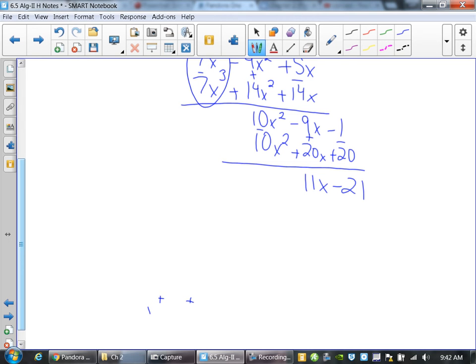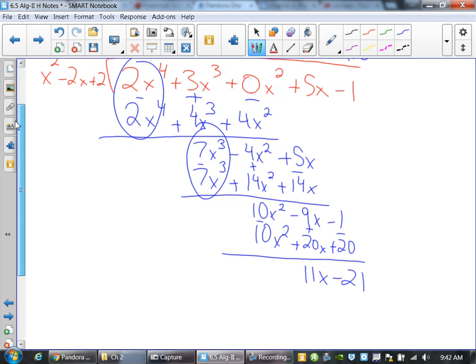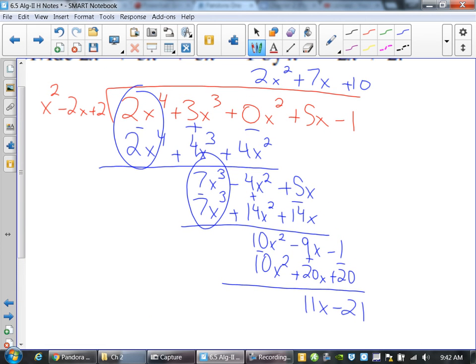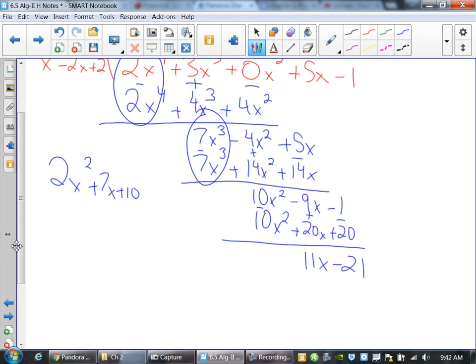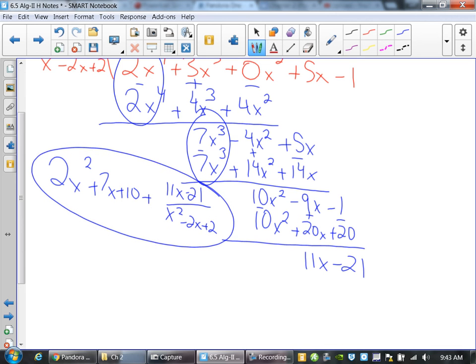Now, since that value has a degree lower than what I was dividing by, that's its remainder. In order to write that out as far as the remainder is concerned, it just looks like this. Our answer was 2x squared plus 7x plus 10. Was that 11x positive or negative? Positive, so I'm just going to write a plus 11x minus 21 over x squared minus 2x plus 2. And this is my final solution.